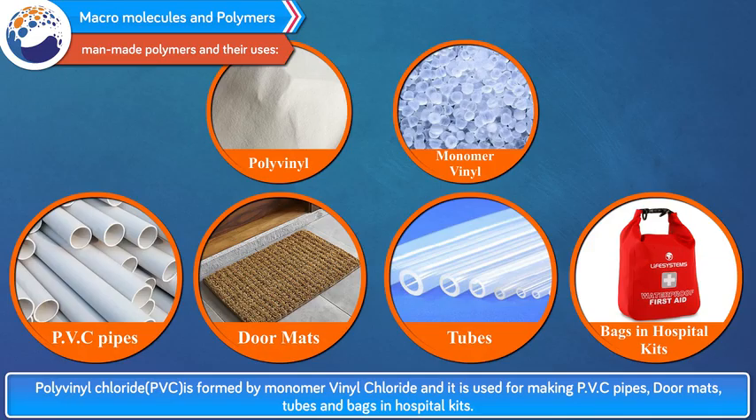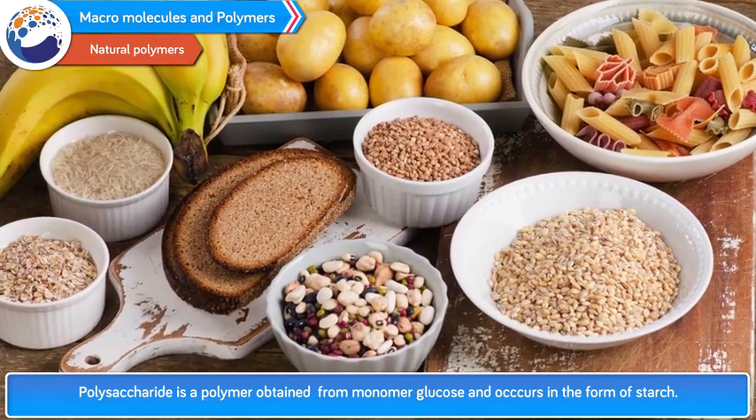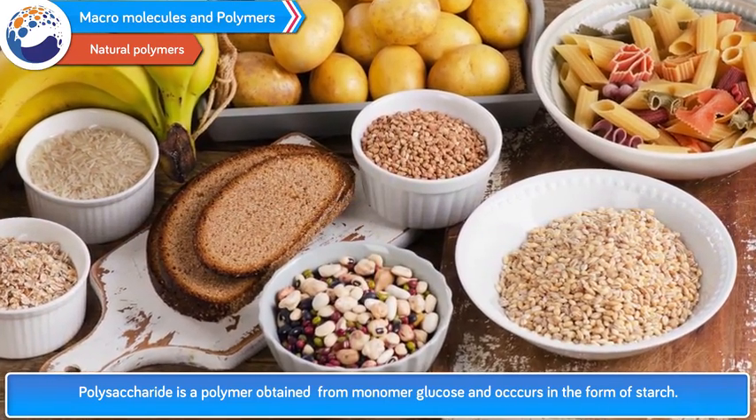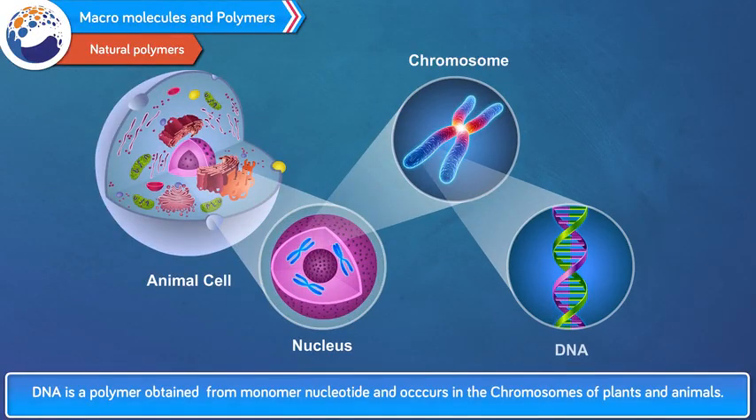bags in hospital kits. Examples of natural polymers are: polysaccharide is a polymer obtained from monomer glucose and occurs in the form of starch. DNA is a polymer obtained from monomer nucleotide and occurs in the chromosomes of plants and animals.